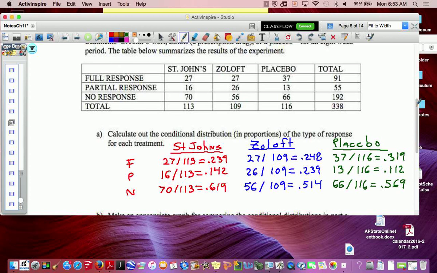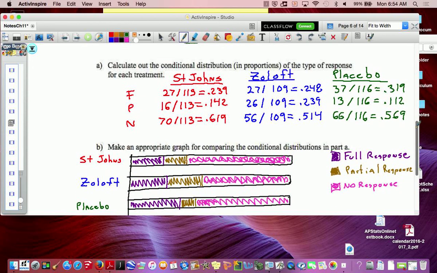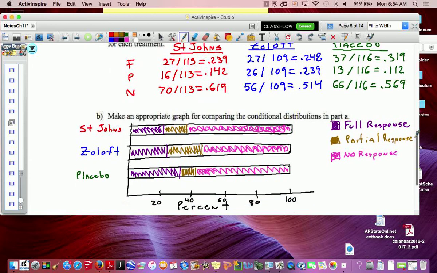conditional distribution in proportions. So with St. John's, notice here I'm dividing by 113, so 27 out of 113, 16 out of 113, 70 out of 113. Did the same thing here with the Zoloft, did the same thing here for the placebo. So now you can start to compare them by proportions, and now what you want to basically do is take a look at these proportions and see, does it look like one treatment is more effective than the other. So one of the ways that we can do it is by making an appropriate graph.